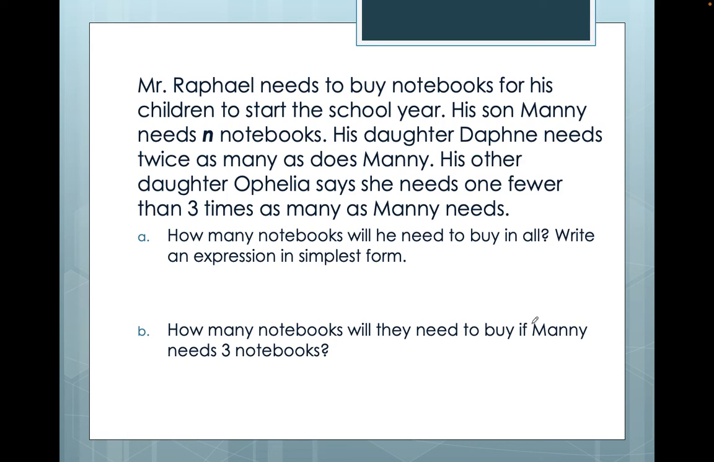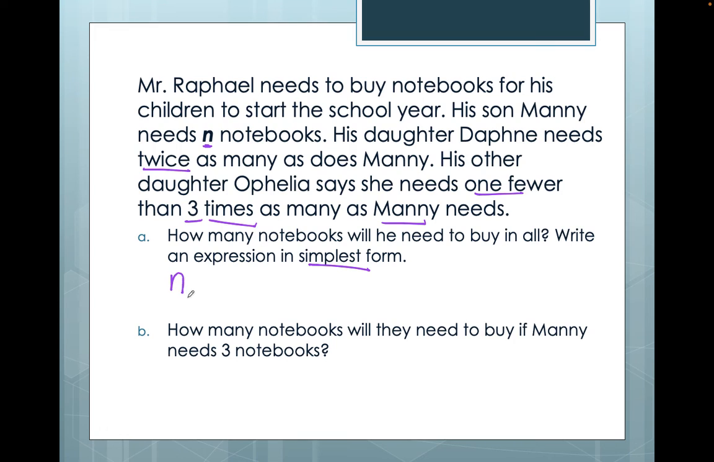Mr. Raphael needs to buy notebooks for his children to start the school year. His son Manny needs N notebooks. His daughter Daphne needs twice as many as Manny. And his older daughter Ophelia says she needs 1 fewer than 3 times as many as Manny needs. How many notebooks does he need to buy in all? Write your expression in simplest form.